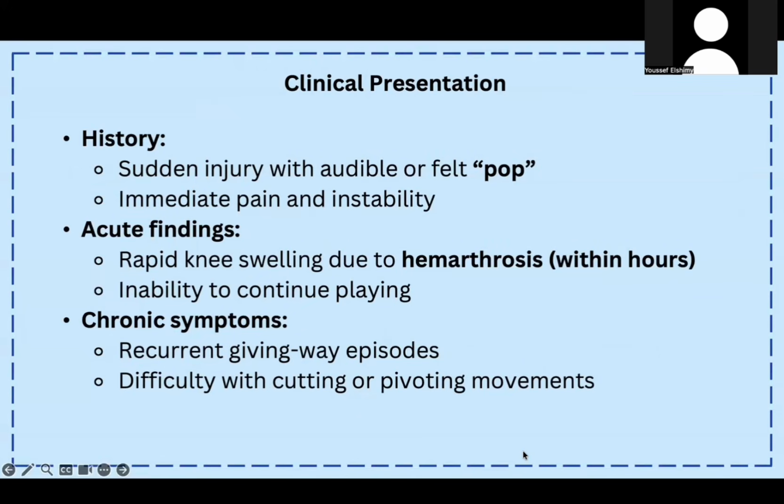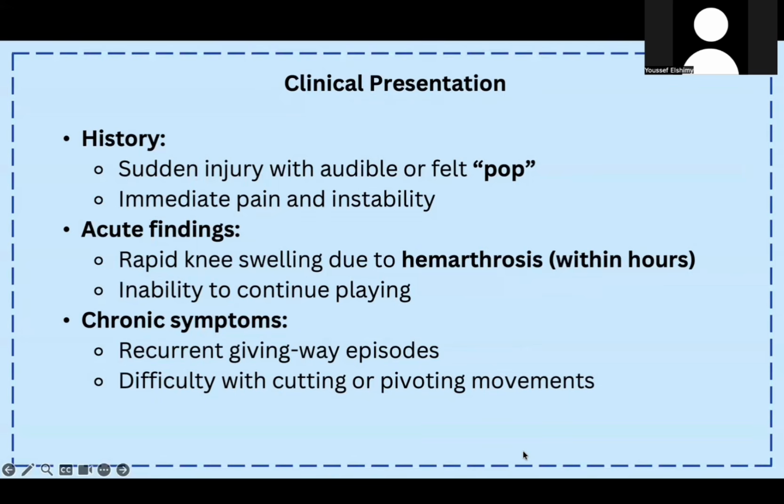Patients with an ACL tear often describe a very classic history. At the moment of injury, they may hear or feel a sudden pop inside the knee. This is an important clue. Almost immediately, the knee becomes very painful and unstable. And within hours, there is significant swelling that develops around the knee joint. This swelling is due to bleeding inside the joint, a condition known as hemarthrosis.